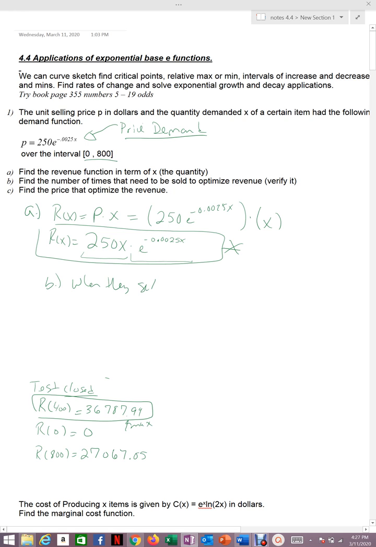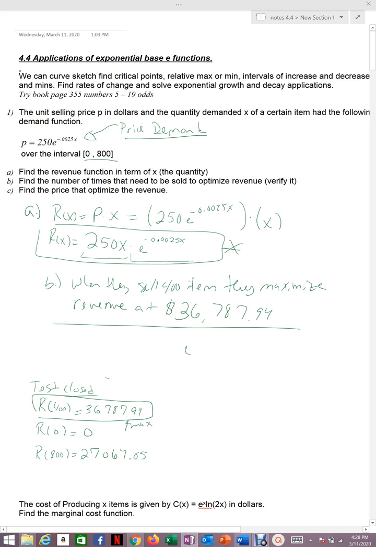when they sell 400 items, they maximize revenue at $36,787.94. Alright, and bear with my handwriting on this. Again, it's on a tablet, so it's a little messy.